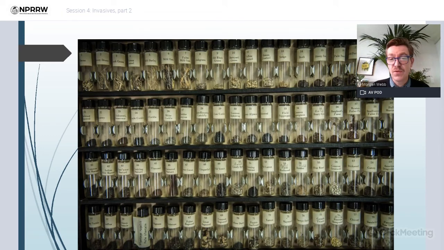We have collections that are well over 100 years old that we still use to identify. So that's an important part of our work, maintaining a good seed herbarium. If we don't know what something is and we can't figure it out, we send it to the National Seed Herbarium in Saskatoon, which has well over 30,000 species, and they can hopefully help us out.